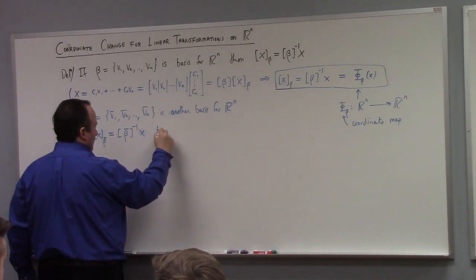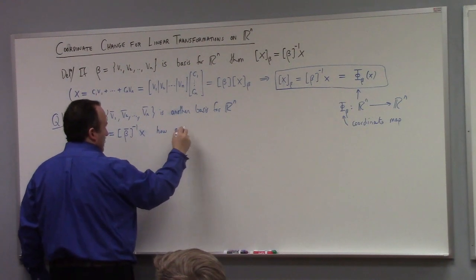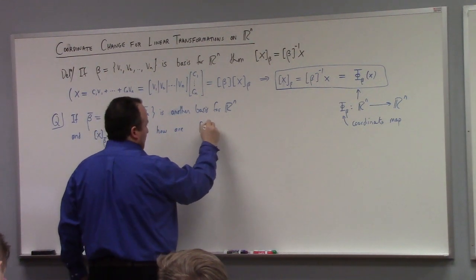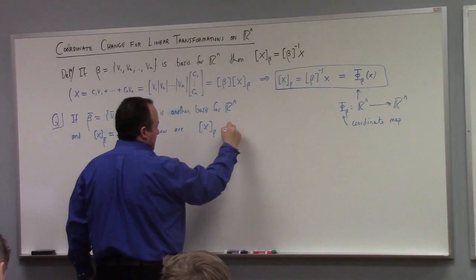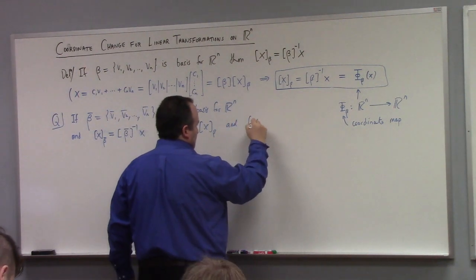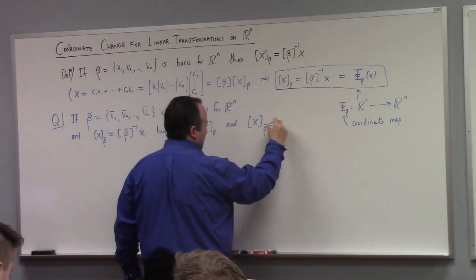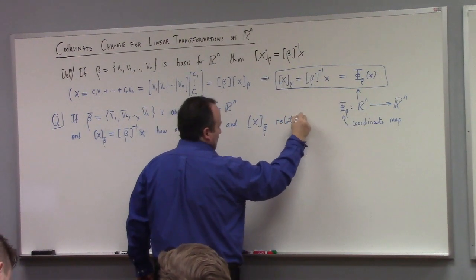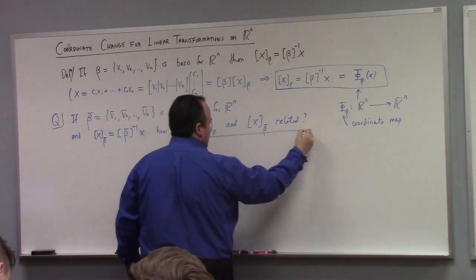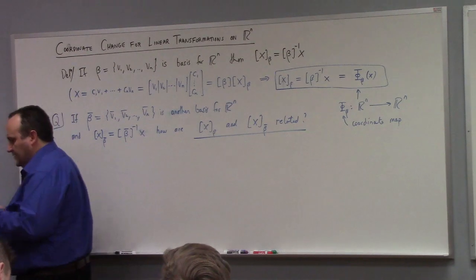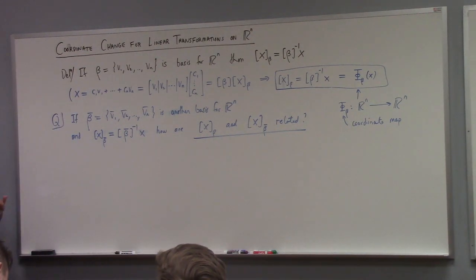How are the coordinates of x with respect to the beta basis and the coordinates of the x vector with respect to the beta bar basis related? So that's really my question at the moment. If we were to calculate the coordinate vector for a given vector and we wanted to compare it for different choices of basis, how would those be related?